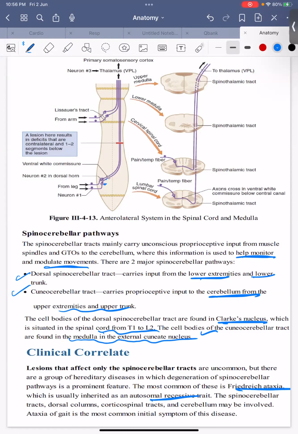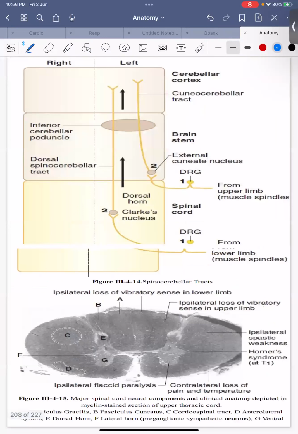The spinocerebellar tract, dorsal column, corticospinal tract, and cerebellum may be involved in Friedreich ataxia. Ataxia in gait is the most prominent symptom of this disease.